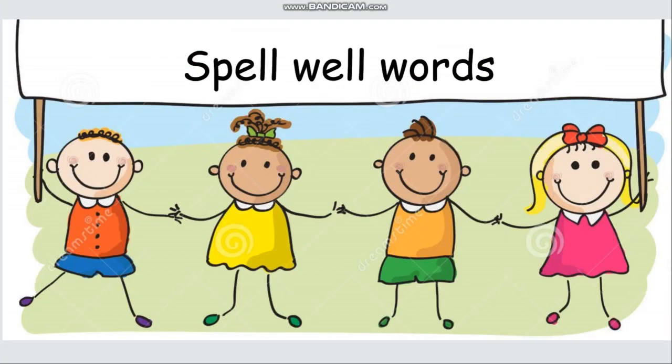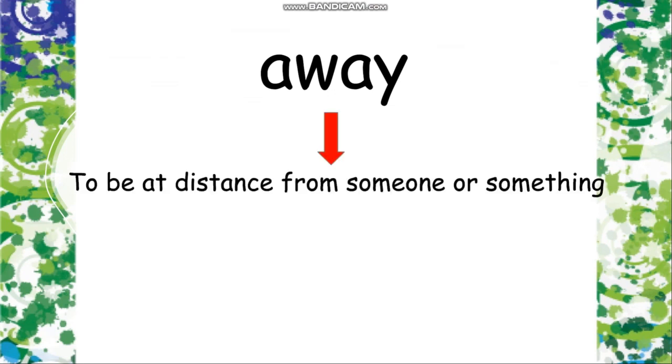Now the next is, today we are going to see the spell well words. Like I told you, spell well words are those words that are new, interesting, and that you have seen for the first time in the chapter. So we are going to see all those words. Now the first word is away. A-W-A-Y, away. Now let us see the meaning of away.